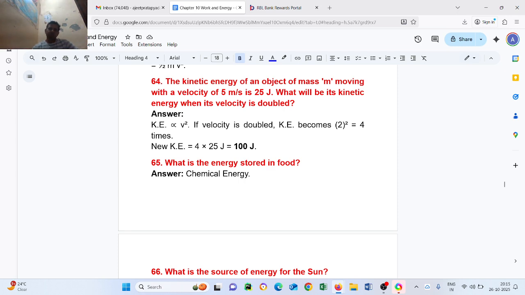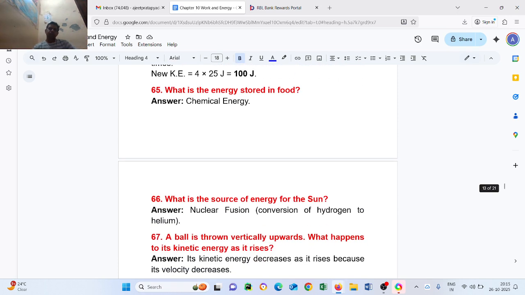Question number 65. What is the energy stored in food? Chemical energy. Question number 66. What is the source of energy for the sun? Nuclear fusion, the conversion of hydrogen to helium.